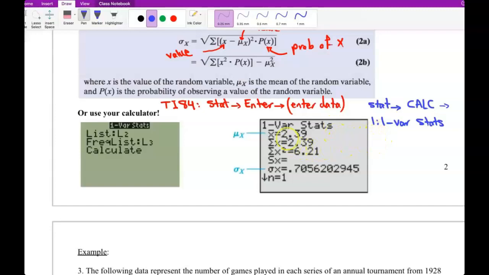Okay, then you can see the answer is like this. This one is mean, and here we have standard deviation. And if you scroll down, we can see Q1, Q2, Q3 like that, but you don't need that part for this one.